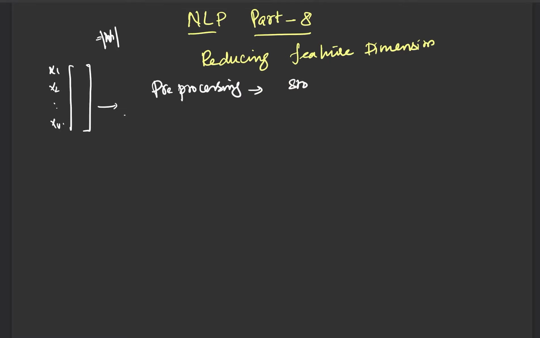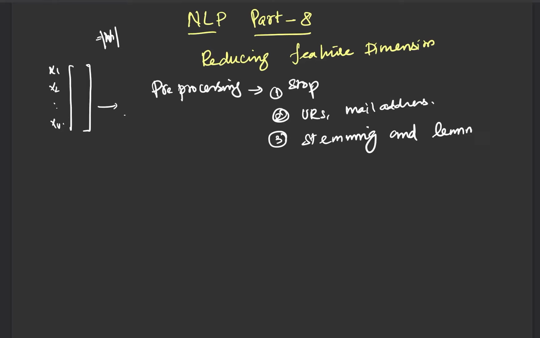by removing stop words, and the second one is removing URLs, mail addresses, and then stemming and lemmatization. Next one is converting into lowercase. So, these pre-processing steps help to reduce the dimension to some extent.